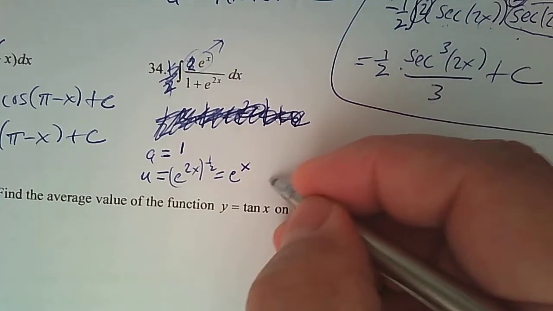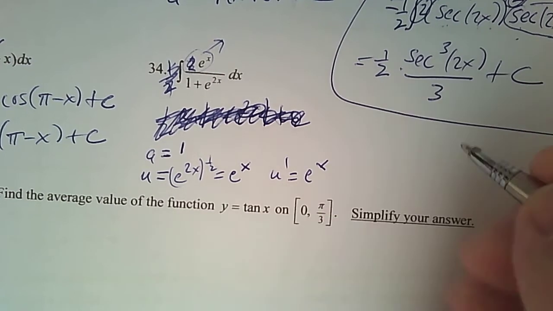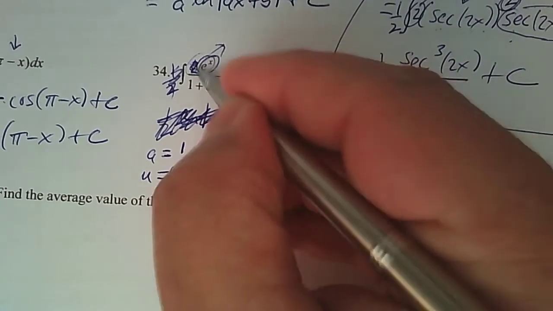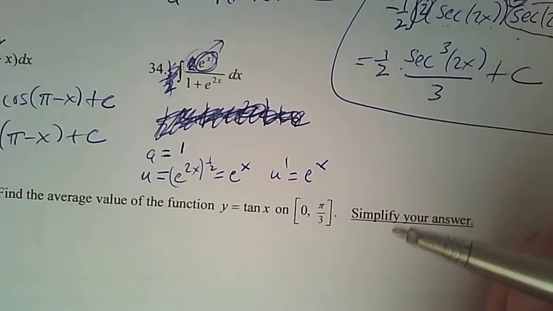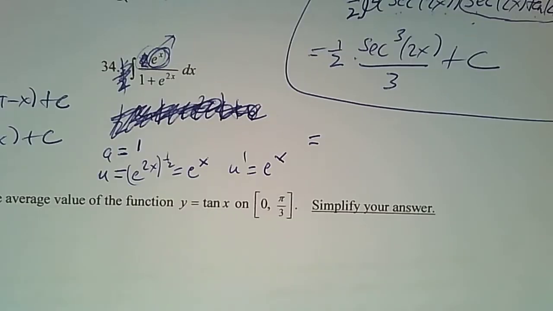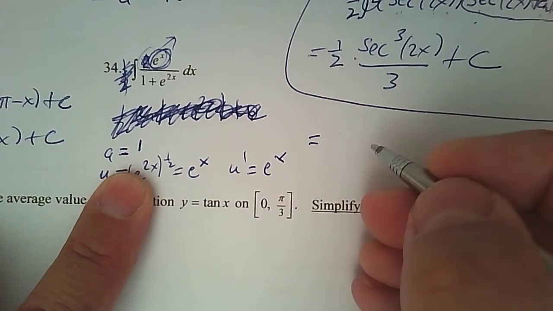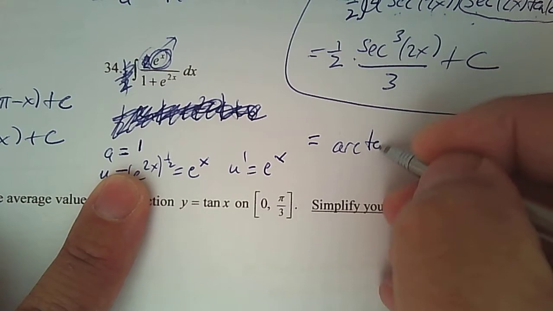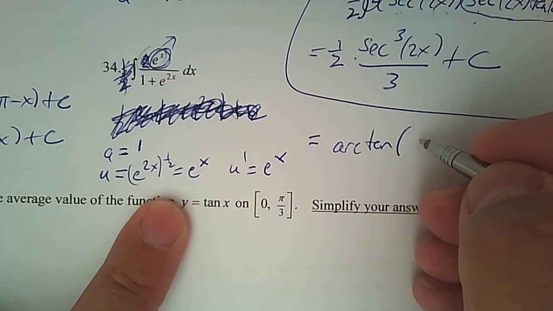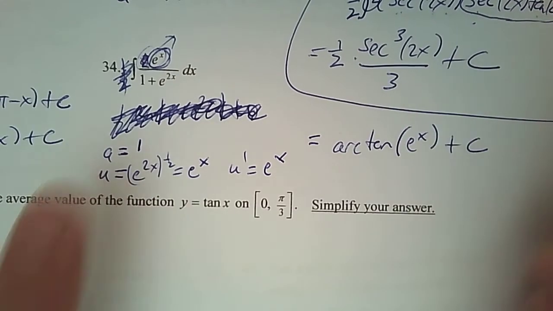And then what would u prime equal? Well, the derivative of e to the x is e to the x. So when I look here, I have exactly the hook I need on top. It matches. So my answer then would be for arctangent. It fits. And arctangent starts with 1 over a. Well, 1 over 1 is just 1. Then it's arctan. And then inside would be u over a. My u is e to the x over 1, just e to the x, and then plus c.